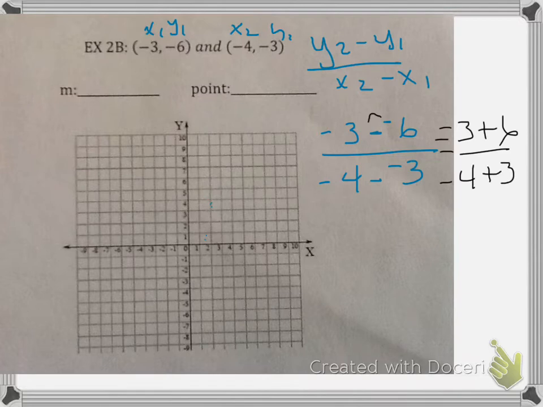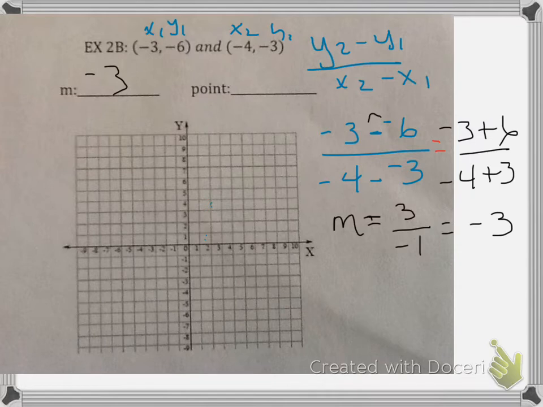Alright, so since you have a -3, and I want to try to get this so it doesn't look so... There we go. That's what it looks like. I'm going to change this so it's a different color. Alright, so the slope is going to be 3 over -1, which means my slope is -3. So we'll put -3 here as my slope.